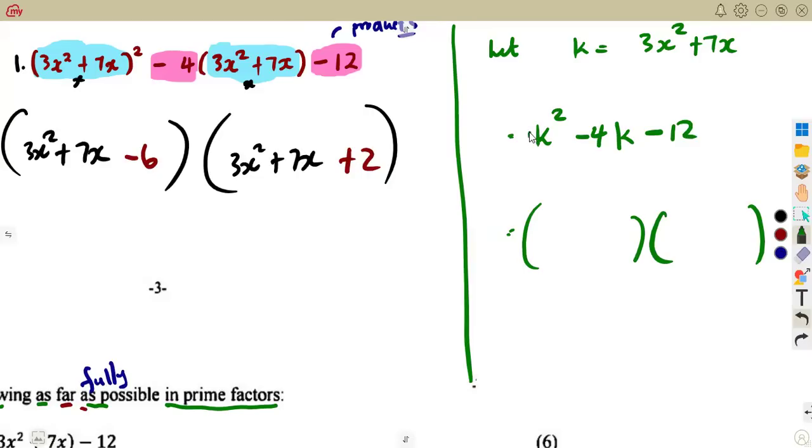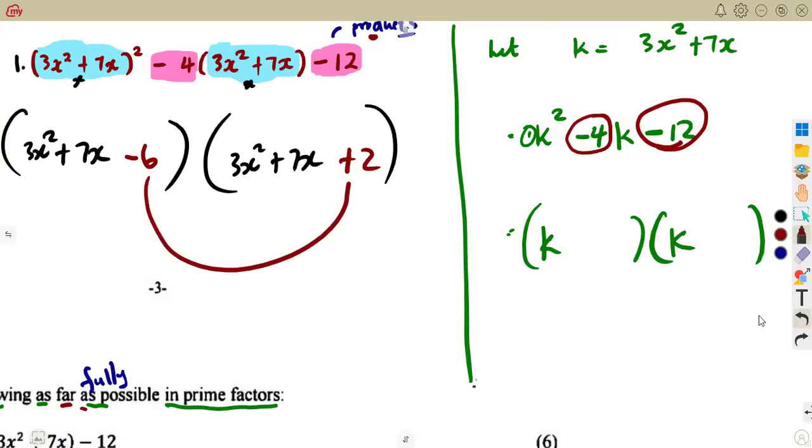This is k squared. Remember, the coefficient is 1. So you're going to have k here, k here. Just like the previous case, guys, the factors or the products of minus 12, but these products must add up to negative 4. We saw that it's negative 6 and 2. This one is not going to change. Negative 6 and 2.